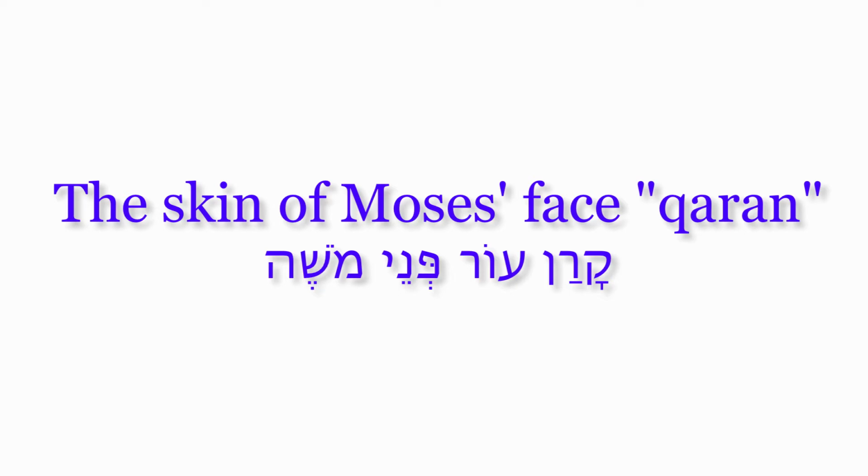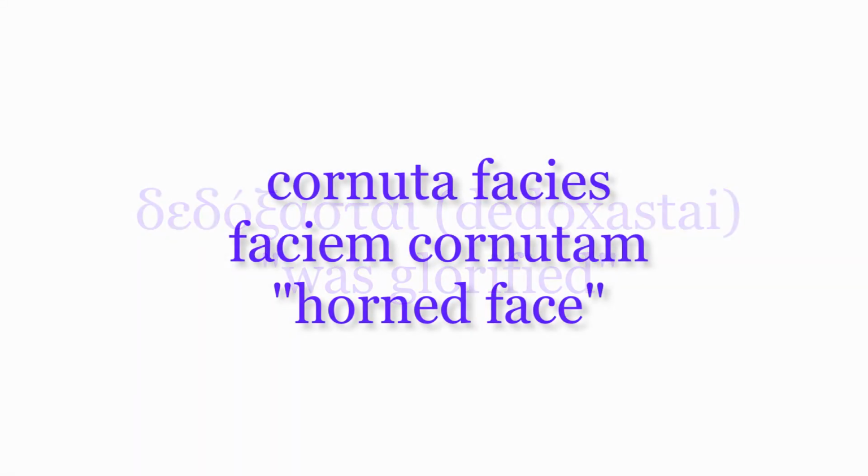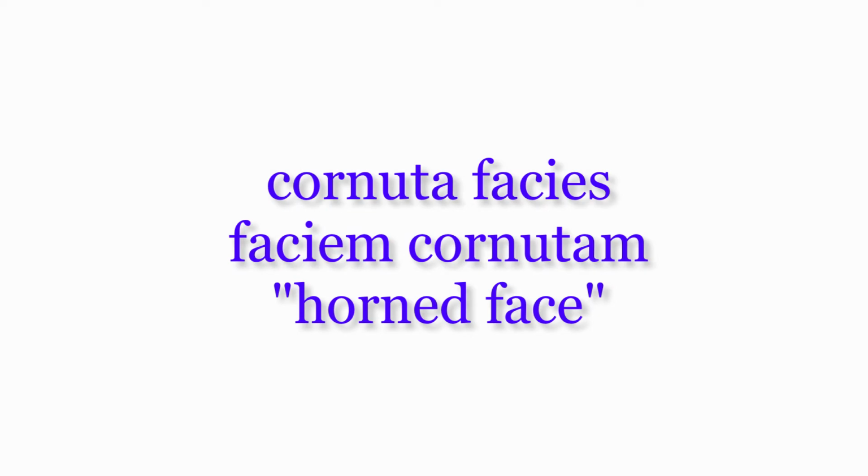Already in ancient times, these verses were generating confusion. The Greek Septuagint translation offers an interpretation when it renders the verb as dedoxastai, was glorified. St. Jerome translates this based on the Hebrew noun and gives us for his Latin translation horned face, faciem cornutam, which is the basis of Michelangelo's famous statue.